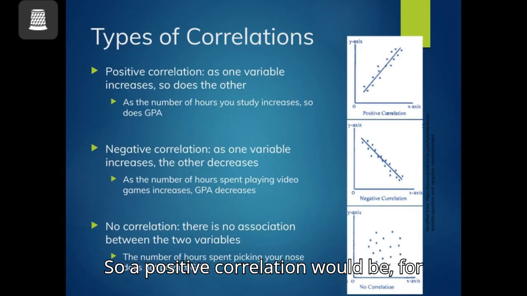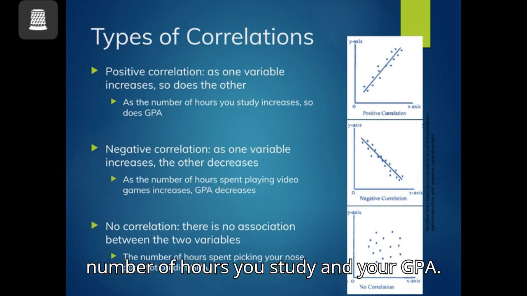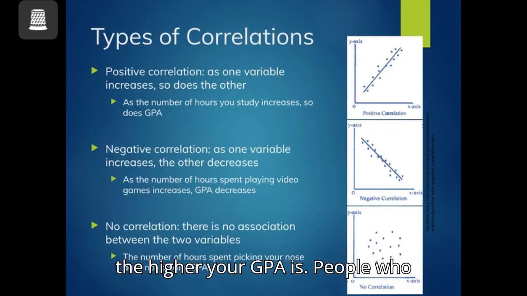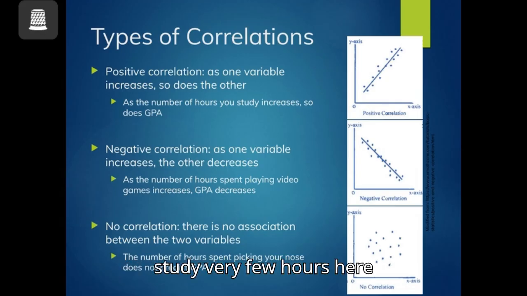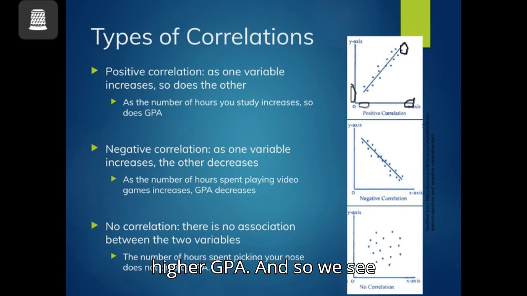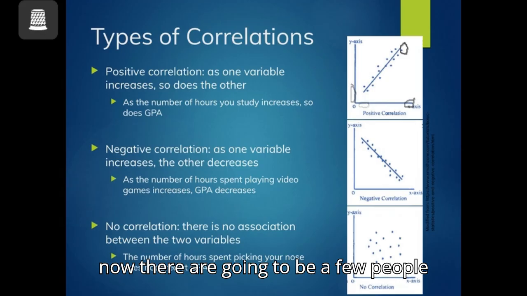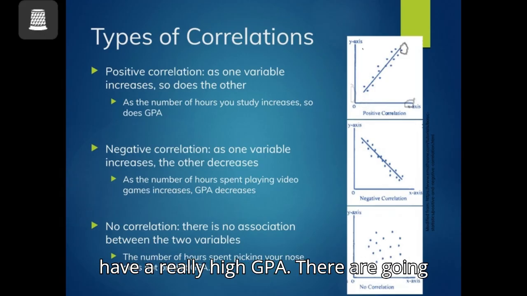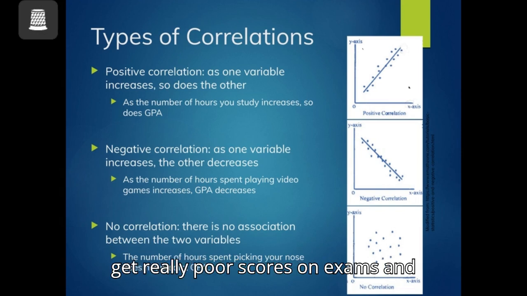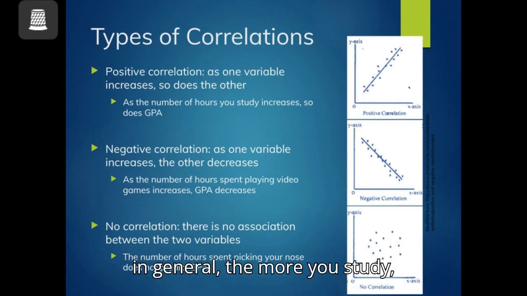A positive correlation would be, for instance, the correlation between the number of hours you study and your GPA. Because we know the more hours you study, the higher your GPA is. People who study very few hours have a really low GPA. People who study a lot more tend to have a much higher GPA. And so we see this positive correlation. Now there are going to be a few people who don't have to study at all and still have a really high GPA. There are going to be people who study a lot and still get really poor scores on exams and things like that. That still happens, but in general, the more you study, the higher your GPA.